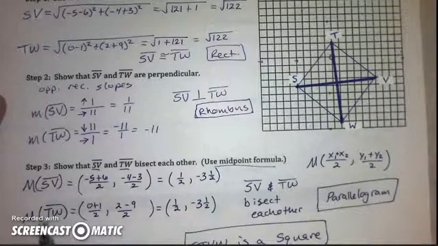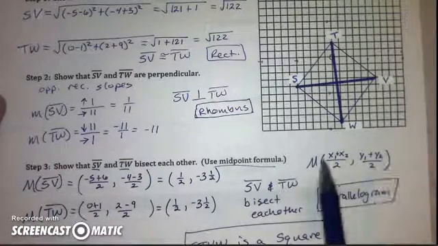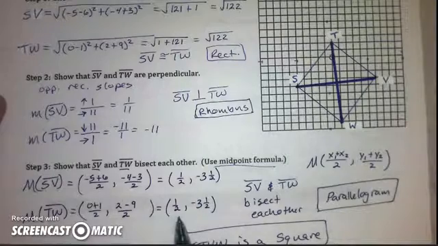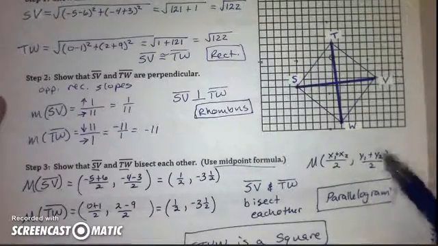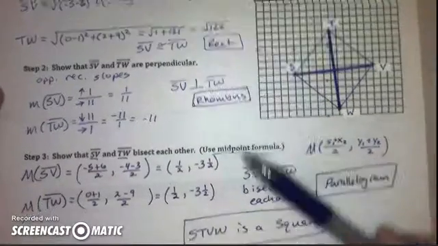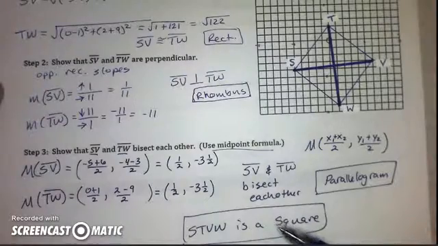Then the midpoint of the other diagonal, using our midpoint formula here, is also 1/2, -3.5. So we do know that they bisect each other, which makes it a parallelogram. Since this is a parallelogram that is also a rectangle and a rhombus, we can say that it's a square. All right?